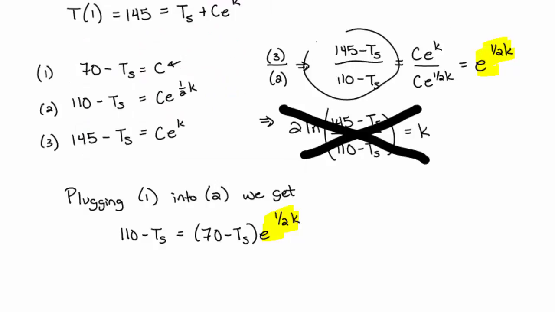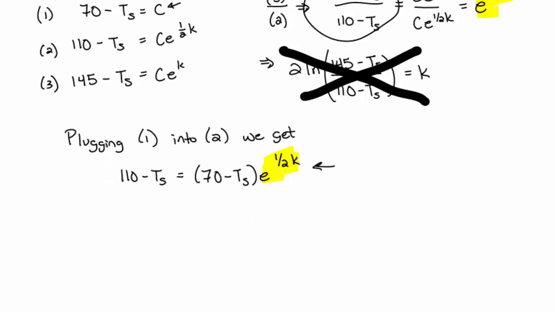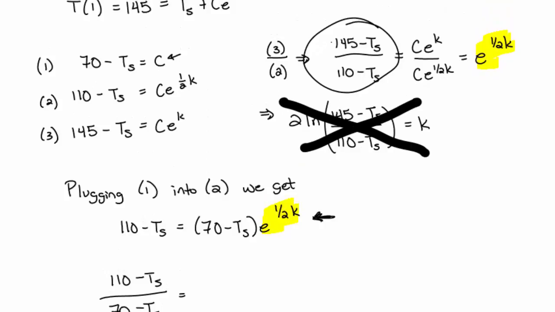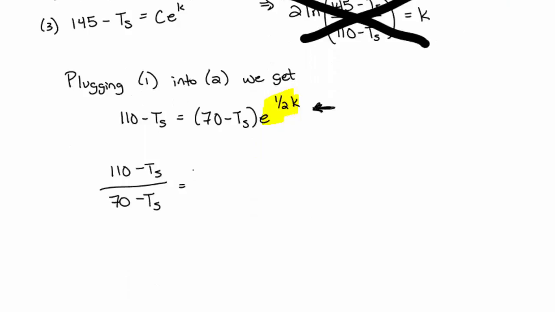What I'm going to do is go ahead and combine these highlighted versions. So I'll grab this guy right here, and I'm going to solve this equation for e to the 1/2 k, just to get everything isolated. Okay, that's what this turns into. And then on the right-hand side, I'm going to equate it to 145 minus t sub s over 110 minus t sub s. Now that's a single equation with one unknown, so we can solve that.